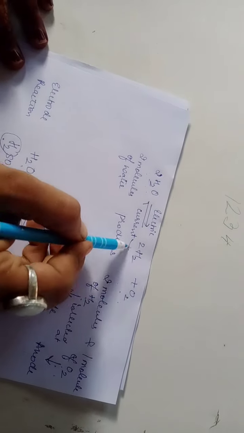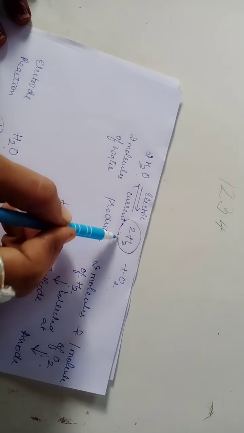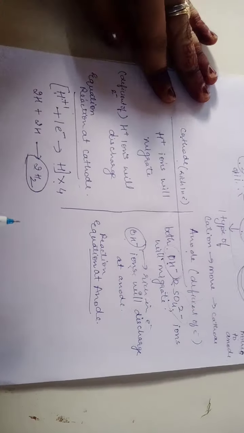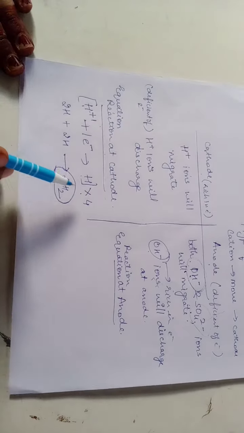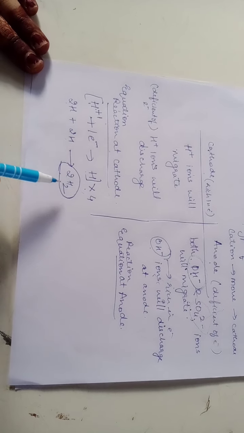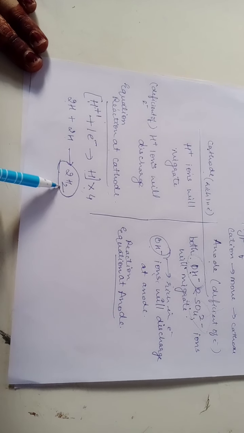वाटर डिकम्पोज होने के बाद हमको क्या दे रहा है? 2H2. This should be the product. So to bring this product, what we will do here is we will multiply with 4. So 2 hydrogen atom and 2 hydrogen atom will combine to form 2H2.